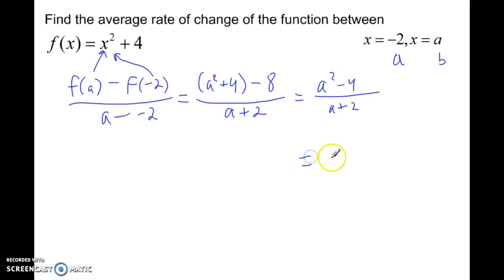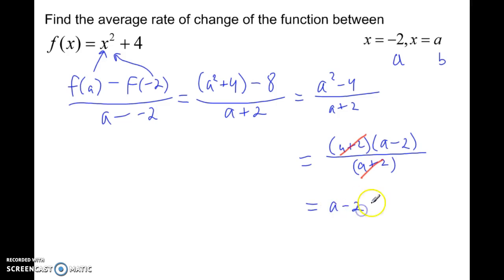That can simplify further, I think. So I think I can factor the numerator: a plus 2, a minus 2, over a plus 2. Maybe you see the factoring, the canceling I see. A plus 2 over a plus 2 is 1. So this would just be a minus 2 is the average rate of change between those two.